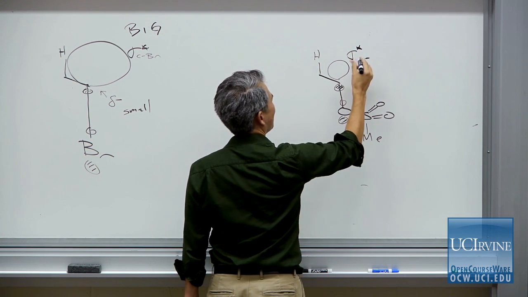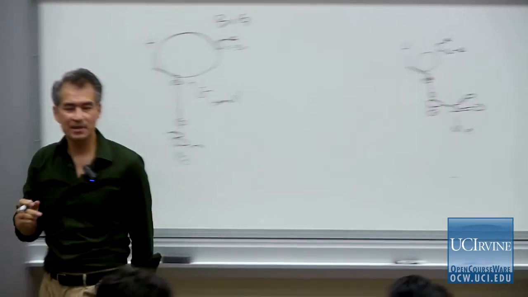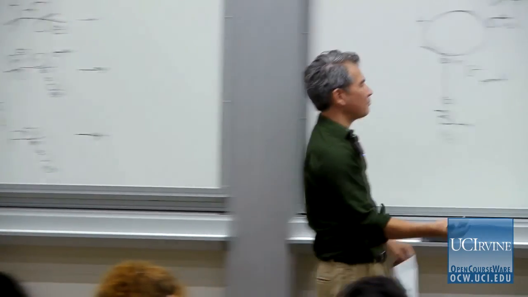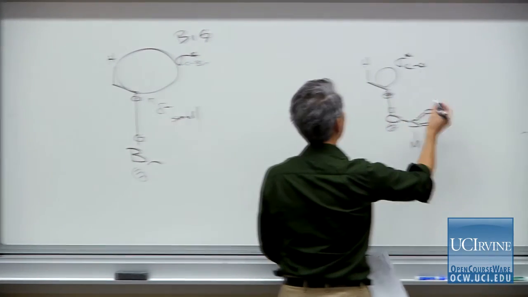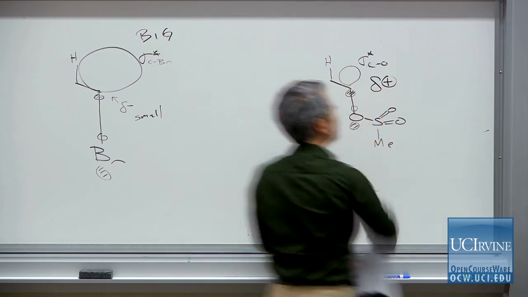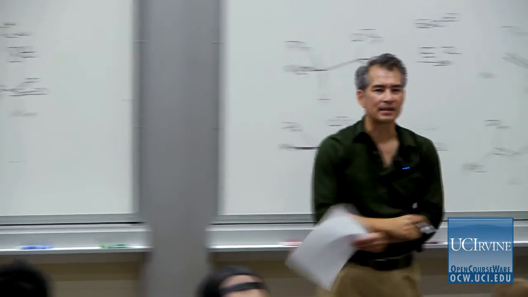This is supposed to be carbon-oxygen. There we go. So there's my sigma star orbital. That's the empty orbital. The nucleophile is looking for some empty orbital to overlap with, and there, you can overlap with that orbital. That's pretty good. The big factor here is the significant amount of partial positive charge at that carbon.